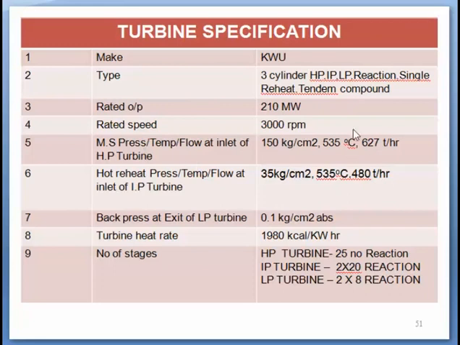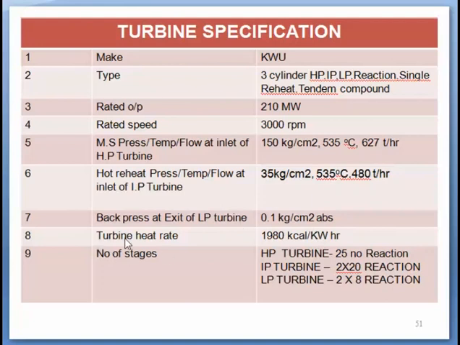These data we had already seen. The hot reheat pressure, temperature and flow at the inlet of the IP turbine is 35 kg per centimeter square, 540 or 535 degrees centigrade, and flow is 480 ton per hour. Back pressure at the exit of the LP turbine will be of the order of 0.1 kg per centimeter square absolute. Turbine heat rate in general used to be 1980 kilocalorie per kilowatt hour.